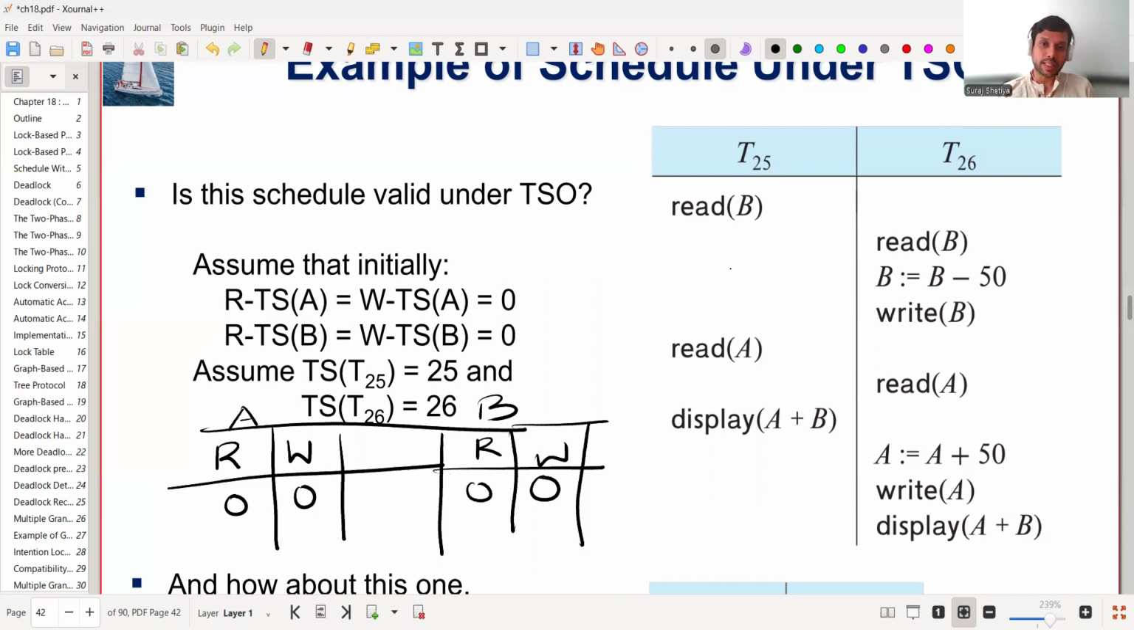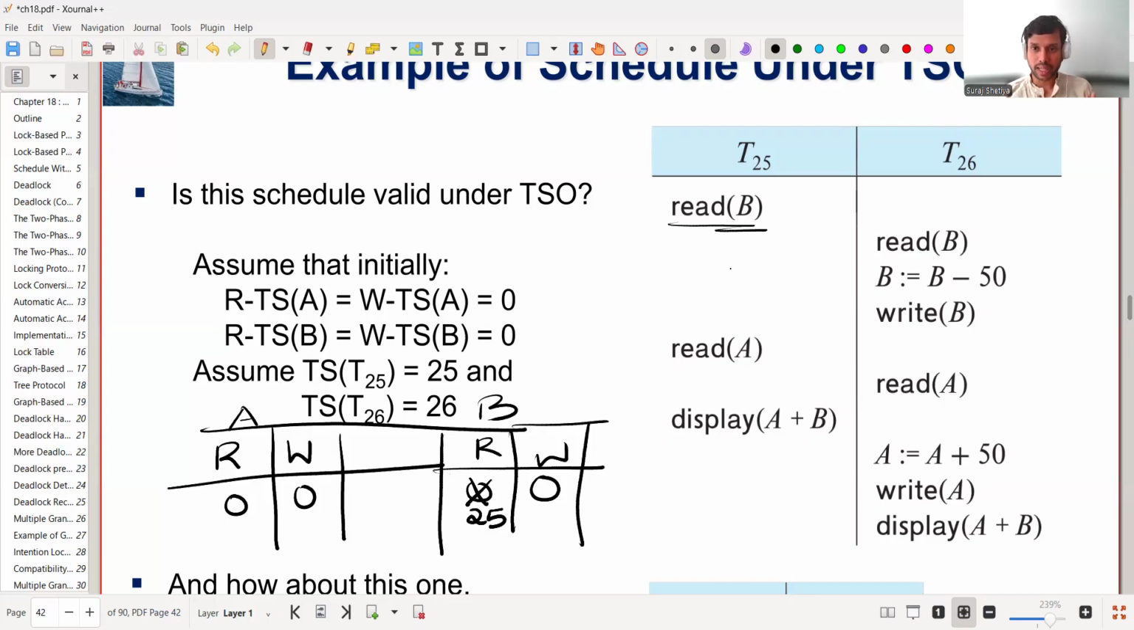Now let's start with this first step, which is read of B. When read of B happens, what is the first step we need to do? We need to check if there is a conflict with respect to any transaction that has written. The write of B is from 0, which is a transaction way in the past. So we are not in conflict, but we have to update the read of B. We'll make it 25. So we're fine. There's no conflict.